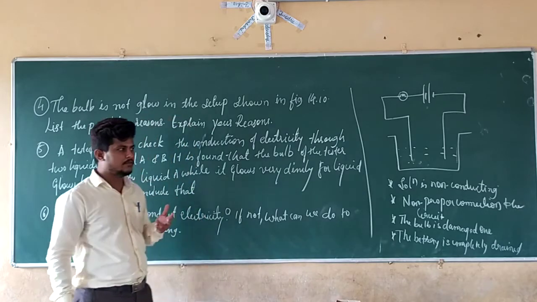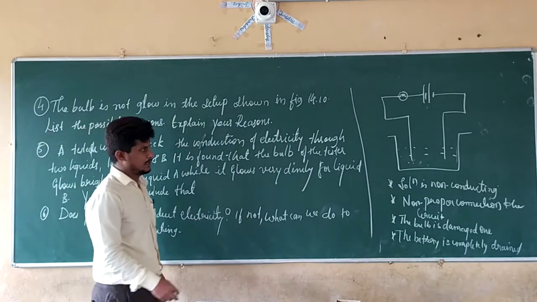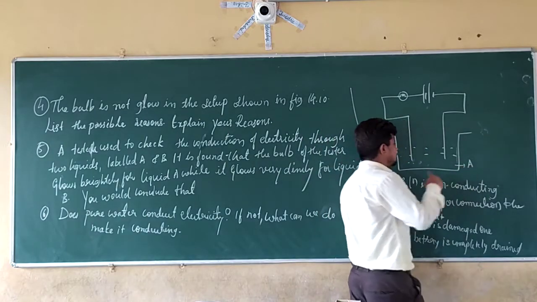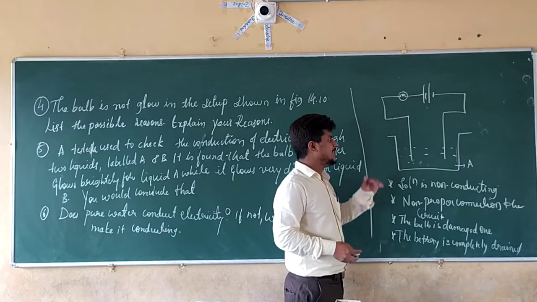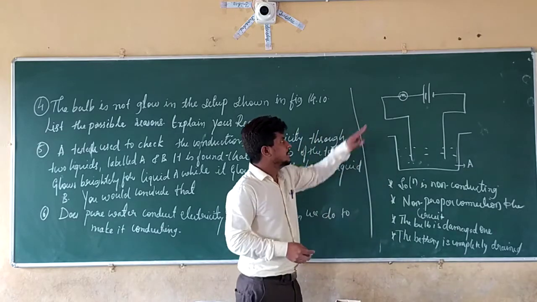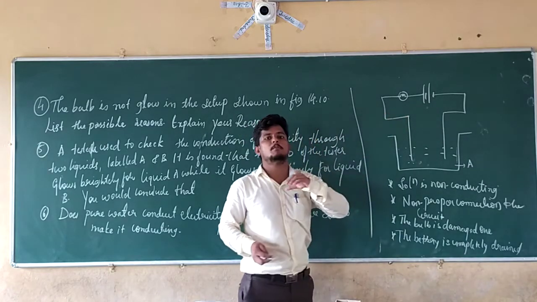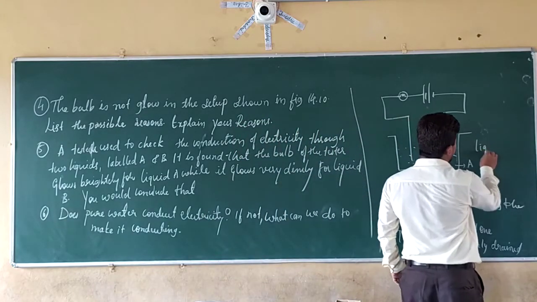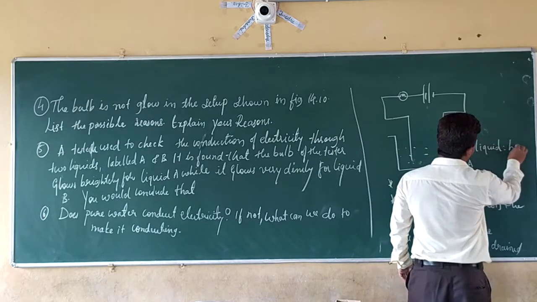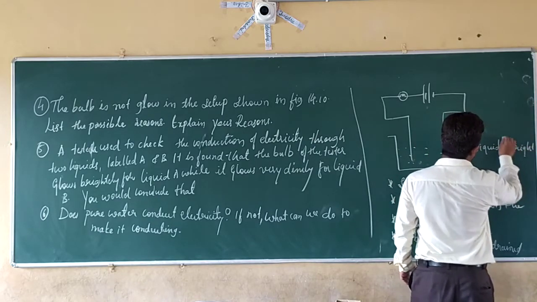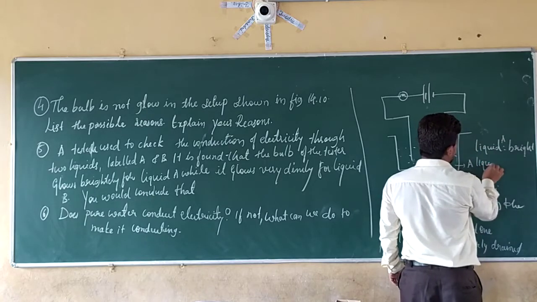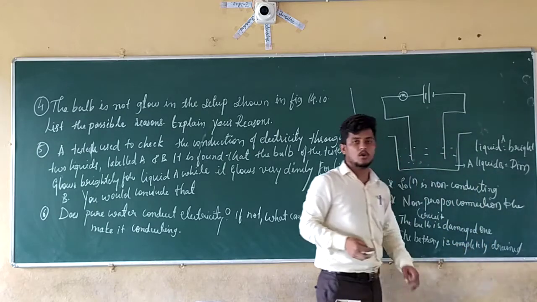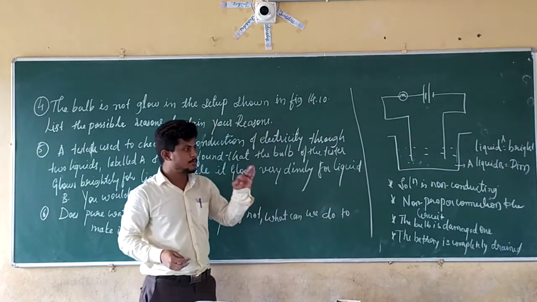So there are two liquids here, liquid A and liquid B. First we are going to put liquid A here, and the setup looks like this. When we put liquid A, what will happen? The bulb present here is going to glow brightly. In case of liquid A, the glow of the bulb is bright. In the same manner, in liquid B, the bulb is going to glow dimly. The glow of the bulb is dim.